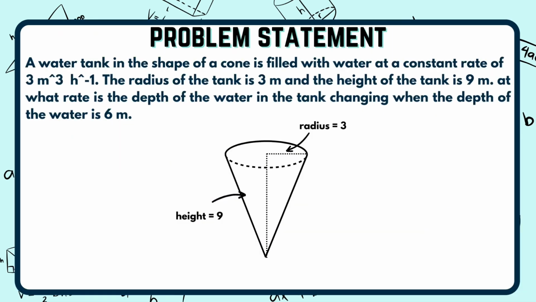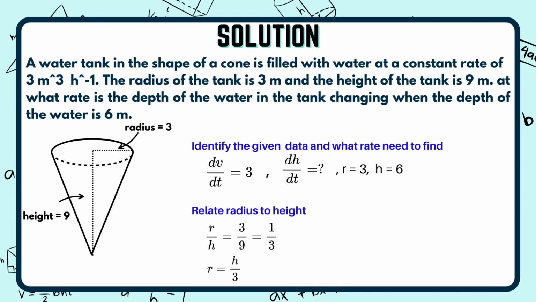Problem statement: a water tank in the shape of a cone is filled with water at a constant rate of 3 meter power of 3 h power of -1. The radius of the tank is 3 meter and the height of the tank is 9 meter. At what rate is the depth of the water in the tank changing when the depth of the water is 6 meter? To solve the question, we need to understand the problem, identify the given information from the question, and identify what rate we need to find.